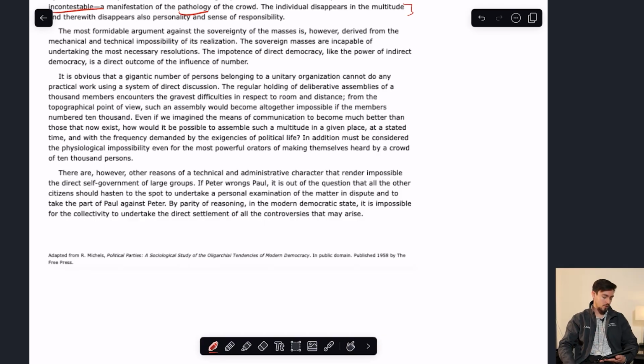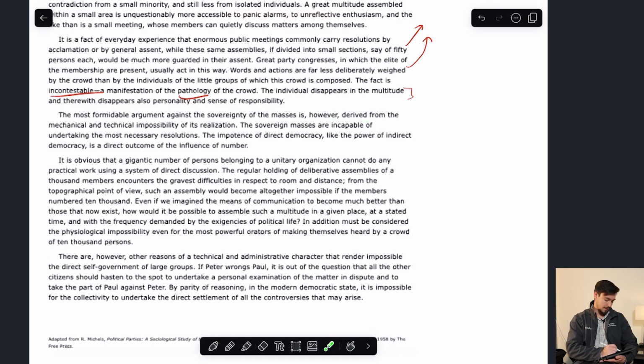The most formidable argument against the sovereignty of the masses, so even with two paragraphs worth of saying small groups are better than large groups, we have the most formidable argument is, however, derived from the mechanical and technical impossibility of its realization. The sovereign masses are incapable of undertaking the most necessary resolutions. So this means you get a big group together, they can't decide what to do, which I can't imagine, because my wife and I, we can never decide where to eat. I truly don't care where we go.